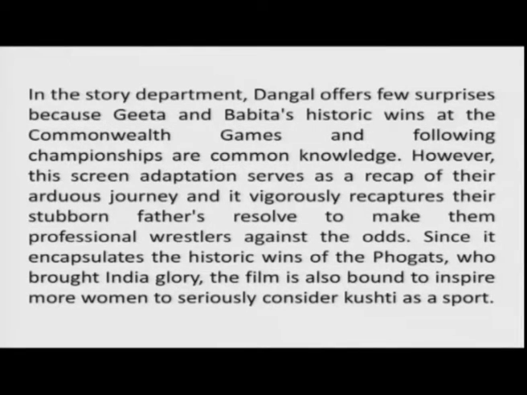This movie review just does not stop at commenting on the movie. This goes even a step further. So, if you look at the last two lines, the film is also bound to inspire more women to seriously consider kushti as a sport. So, the writer here seems to be very confident that this movie is very inspiring and it will have an effect on personal lives as well.